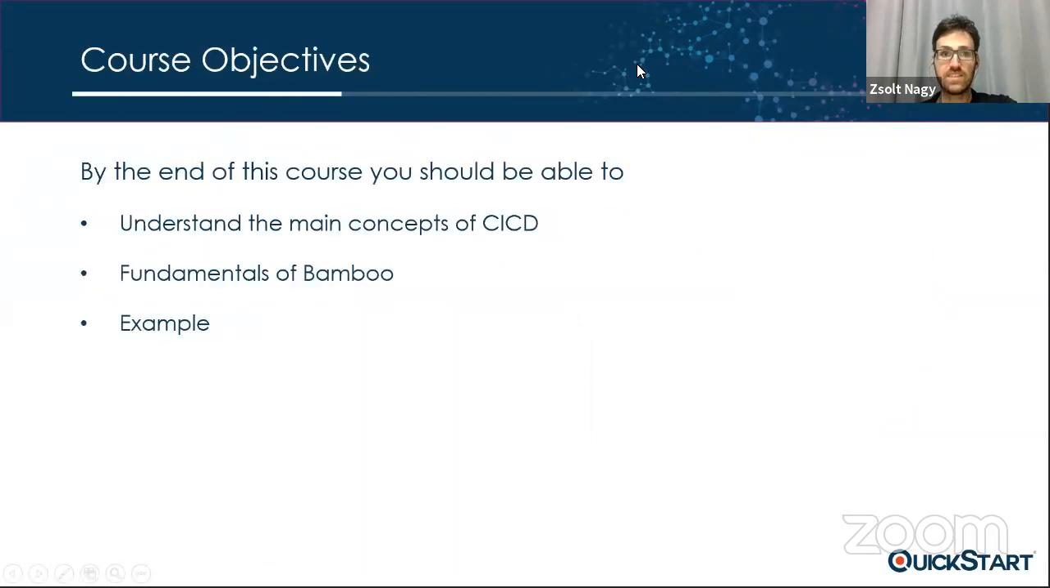So let's see what today's course objectives are going to be. First of all, by the end of the course, we will understand what a CI/CD pipeline is good for. And I will also introduce the fundamentals of Bamboo. So we will implement a very simple pipeline in Bamboo that's going to be linked to a GitHub repository, and you will see Bamboo in action as well.